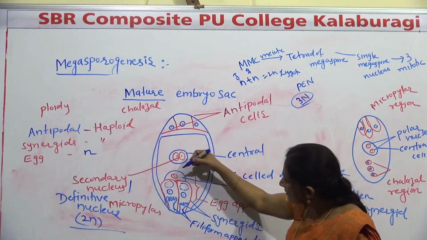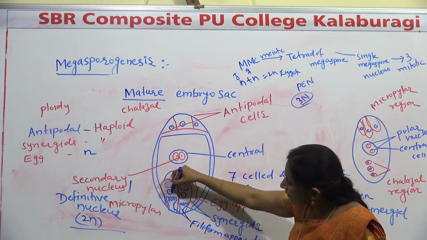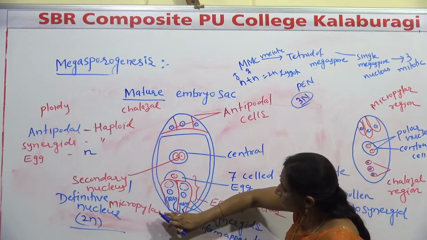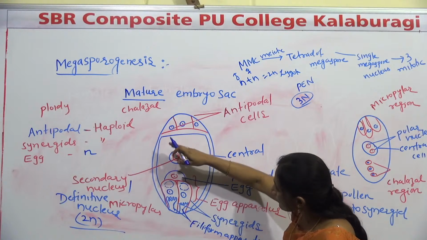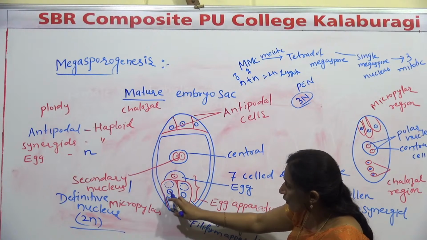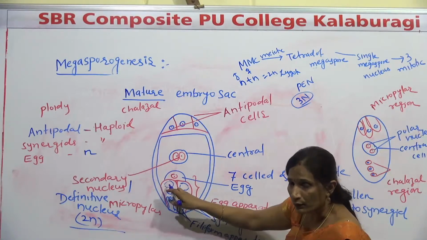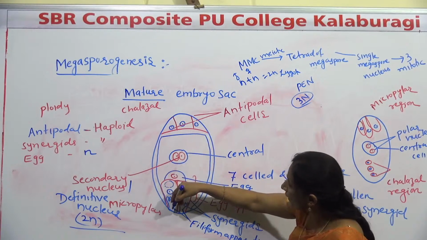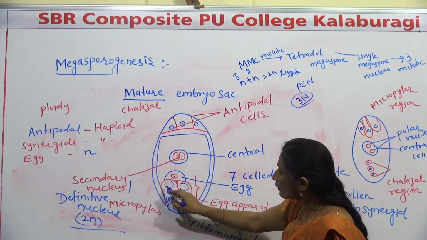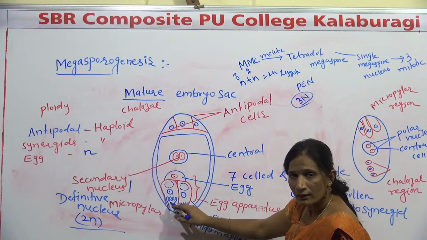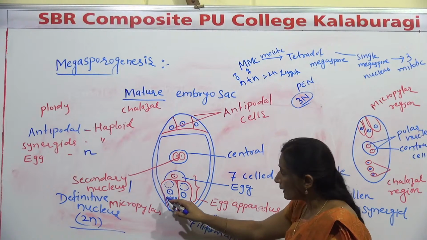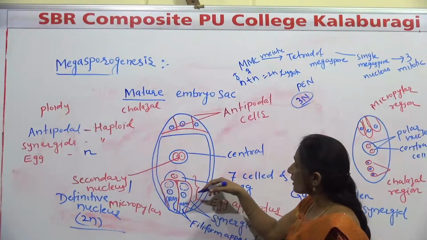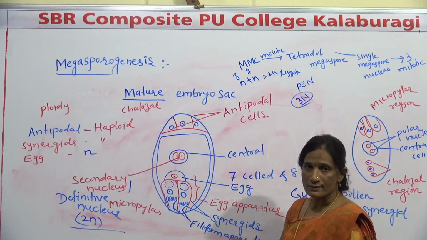Is it clear? And this is the vacuole and this is the nucleus. Remember this: when you observe from the micropylar region to the chalazal region, first comes the filiform apparatus, followed by the nucleus, followed by the vacuole. If you go from the chalazal to the micropylar region in a synergid, you go to the vacuole, followed by the nucleus, followed by the filiform apparatus. Remember the sequence. Is it clear? So this is the structure of the mature embryo sac.